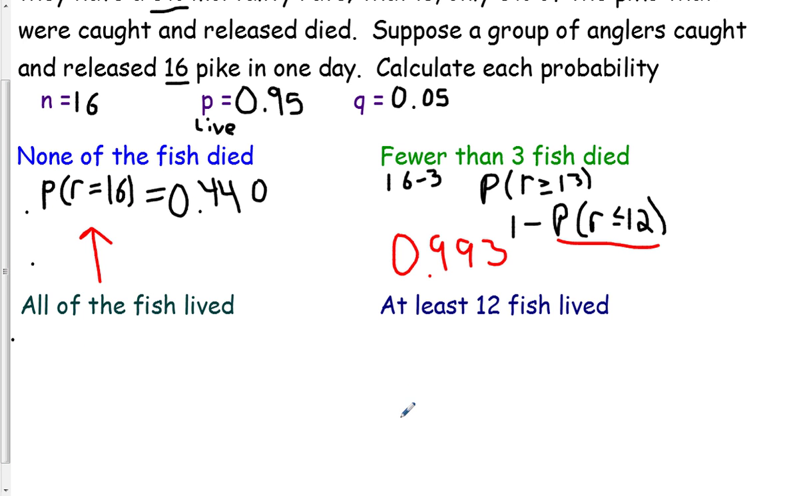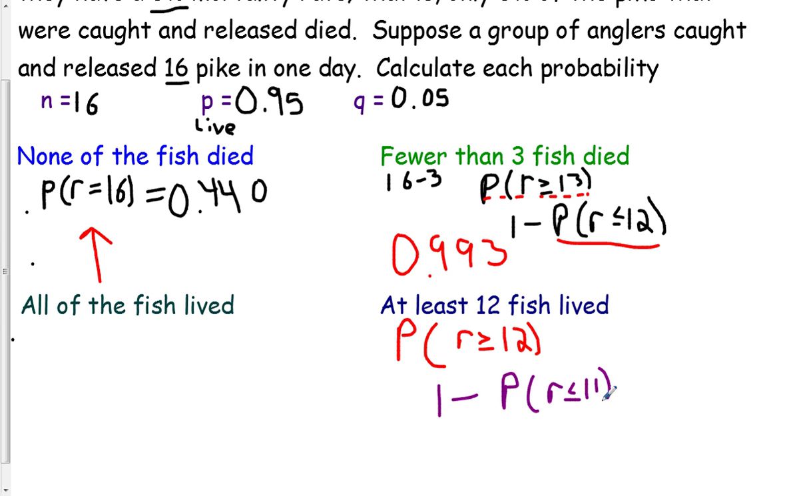At least 12 fish live. So this is a probability of R is greater than or equal to 12. Okay. Does that look familiar? Right up here. The only difference is now we're at 12 instead of 13. So this is counting 12, 13, 14, 15, 16 options. Right, the probability, adding them together. So we're going to do 1 minus probability of R less than or equal to 11. Okay, these are discrete, not continuous, right? We can't really have 11.5 fish live. So this still covers all of our bases here.